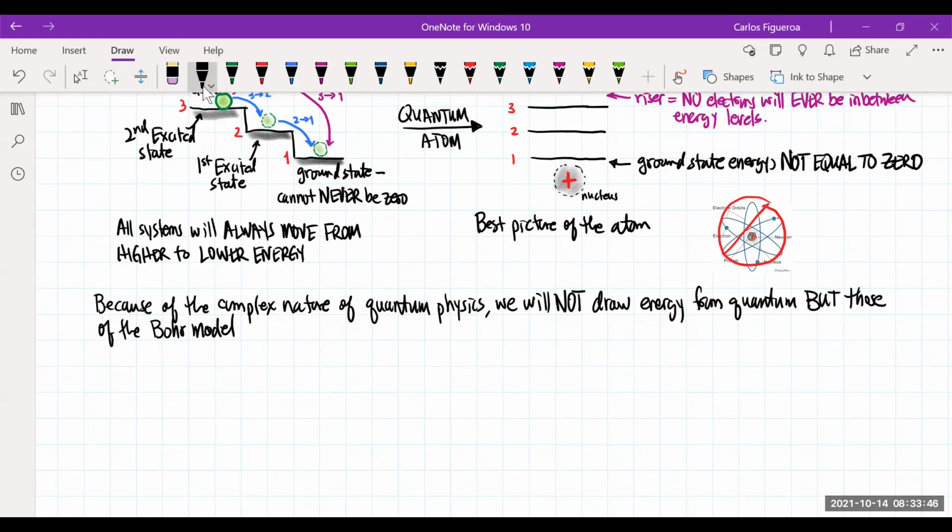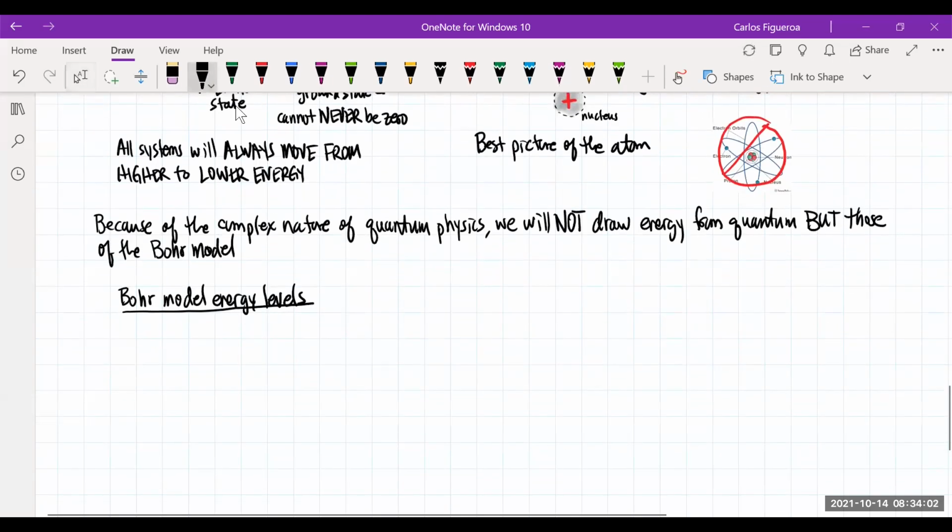So let me show you what the Bohr model looks like. When you look at the energy levels of the Bohr model, they're fairly straightforward. They're what we drew before. So they would look something like this. There's nothing fancy about them. And this is a very nice feature.